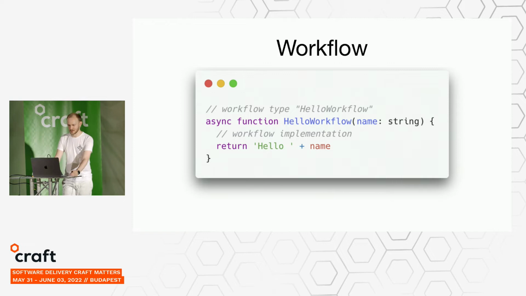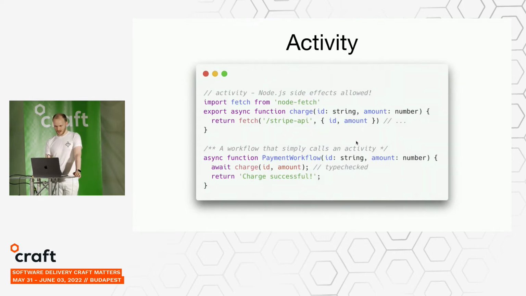Here's a simple workflow function. The parts are the signature, which is the name and the arguments, and then the implementation. And here's an activity where we fetch from the Stripe API, and we basically just call it from our workflow.